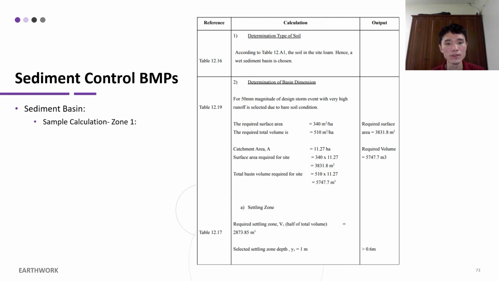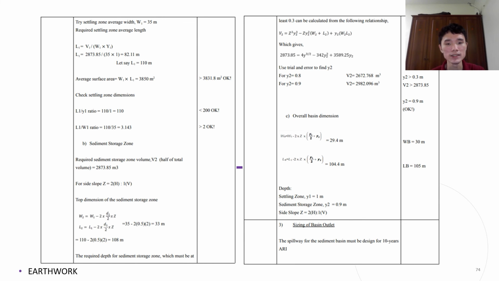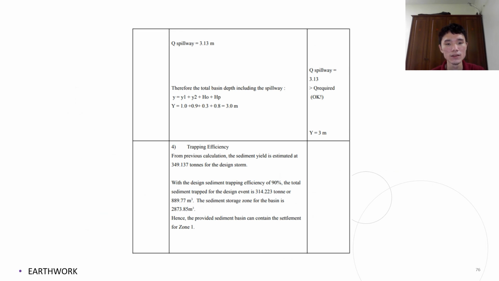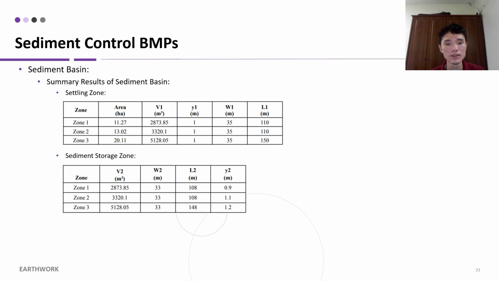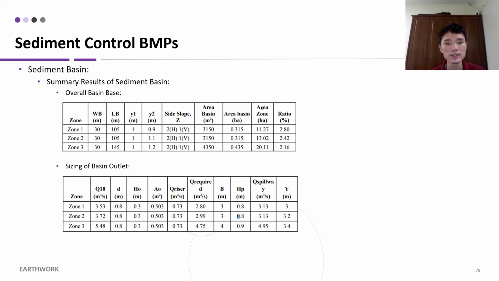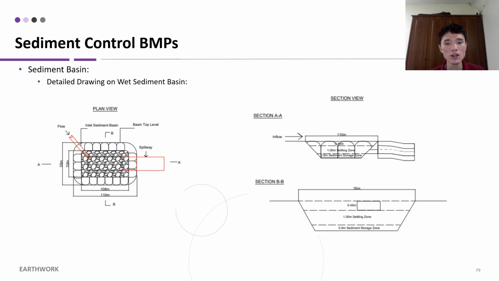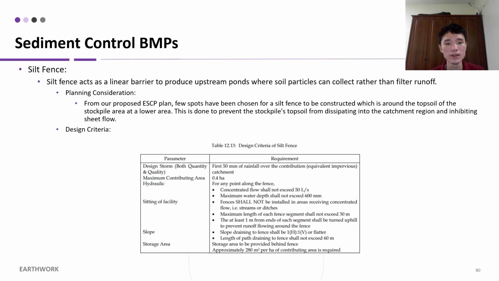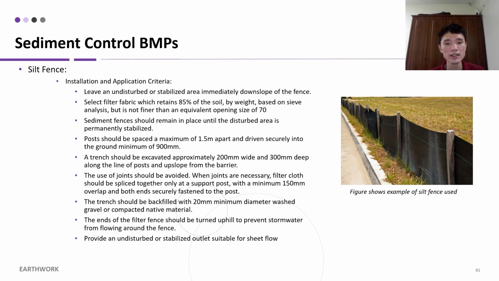Next, we determine the basin dimension, sizing of basin outlet, and trapping efficiency. This is a summary result of sediment basin for settling zone, sediment storage zone, overall basin base, and sizing of basin outlet. This is the detailed drawing for wet sediment basin. Silt fence is constructed to prevent the stockpile topsoil from dissipating into the catchment region and inhibiting sheet flow. Here are the application criteria of silt fence.